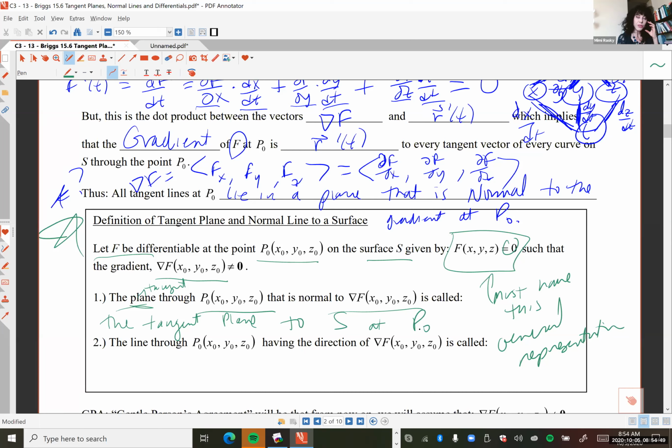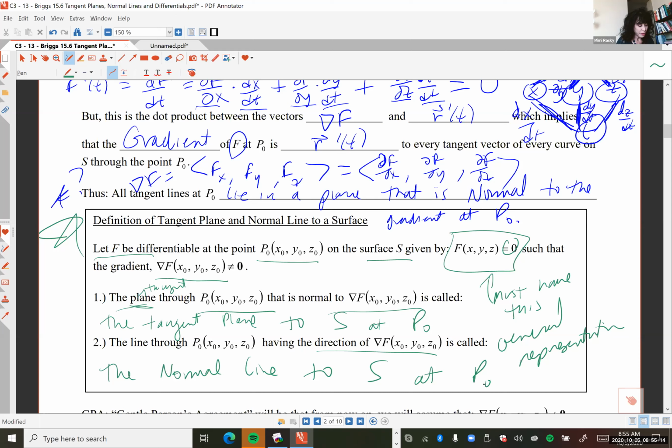Now we can also discuss a line that's normal to the surface, the line that's piercing through the surface that has the gradient del F as its direction vector. That is called the normal line to S at the point P naught. Cool.